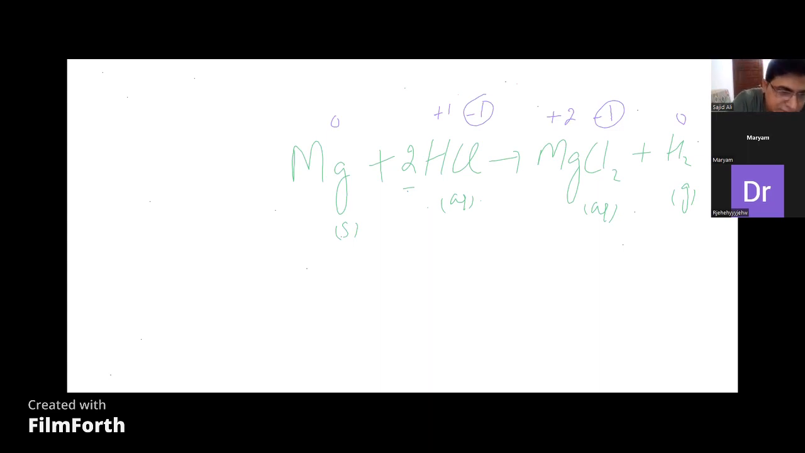Here, you can see magnesium has 0 oxidation state on the left hand side, being a free, single element, but here it has +2. It means it has lost 2 electrons during this reaction. So this has been oxidized. This is oxidation. Okay, beta?